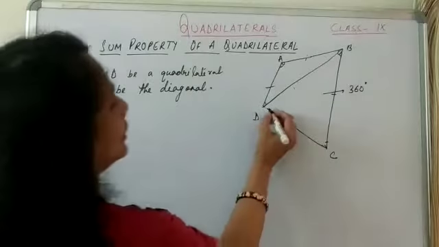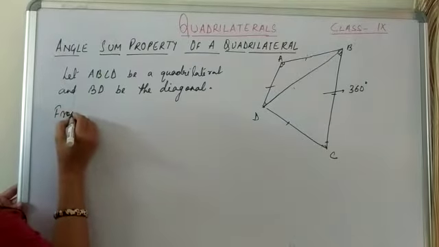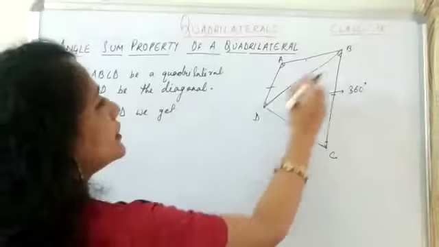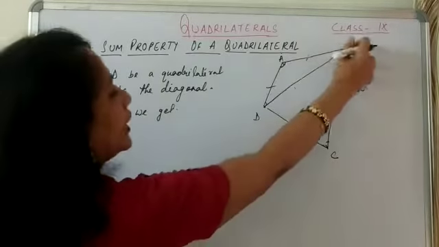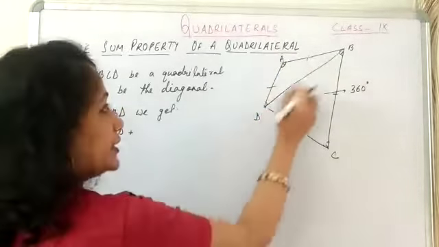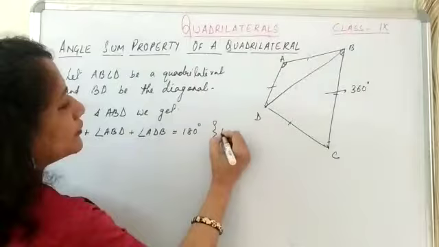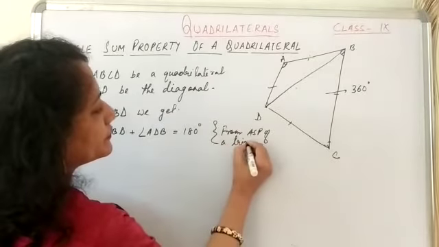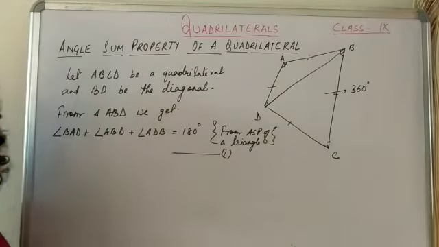Fine. Now, from triangle ABD, we get that angle BAD plus angle ABD plus angle ADB, the sum of the three angles, will be 180 degrees. From where? From the angle sum property of a triangle. Done? Now, just take it as equation 1.